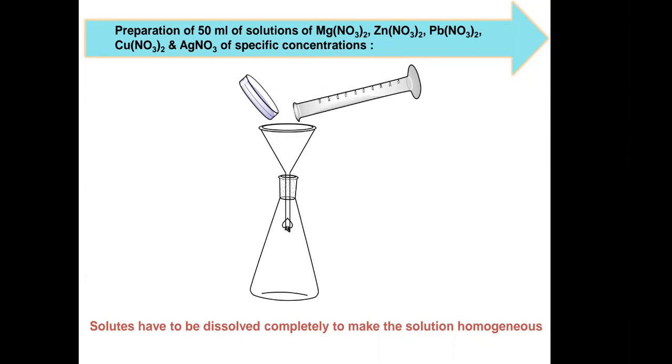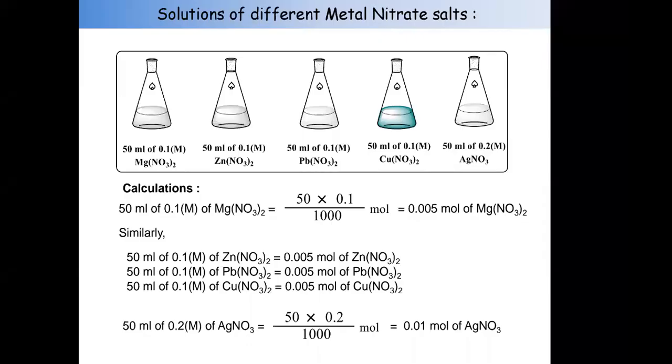Now you see 50 ml 0.1 molar nitrate solutions and 50 ml 0.2 molar silver nitrate. Among these 5 solutions, copper nitrate is bluish green in color, whereas the other 4 are colorless.